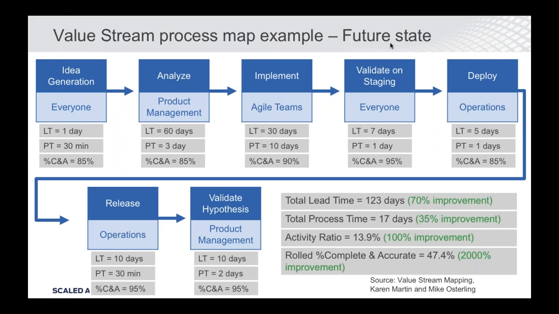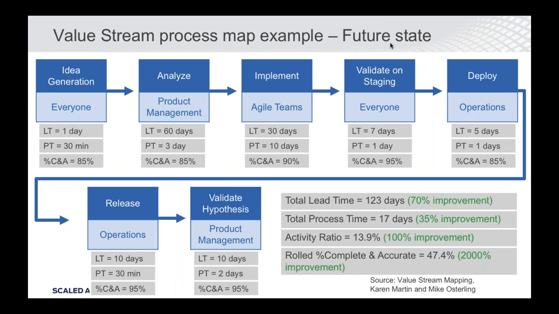This is where we will be in 5 years. What's the next step we want to go to? So the next step is we want to have a 70% improvement in lead time, 35% improvement in process time, 100% improvement in activity ratio, and we're going to spend a lot of time doing some automation, and we're going to improve our rolled complete and accurate by 2,000%.